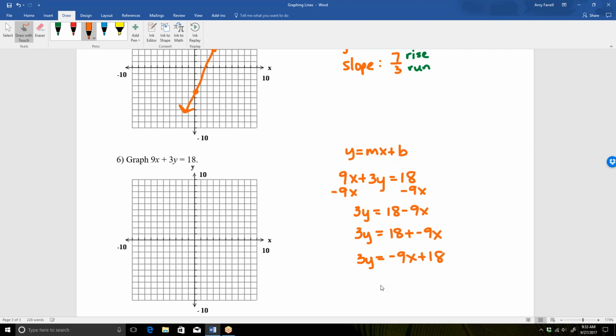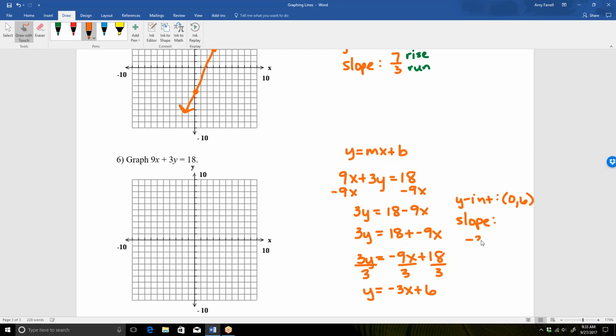So I can see I've got this. And then we'll divide both sides of the equation by 3. Same thing as dividing all terms by 3 to get y equals negative 3x plus 6. So here's our slope-intercept form. Our y-intercept is 6. As an ordered pair, that would be 0, 6. And our slope is negative 3.